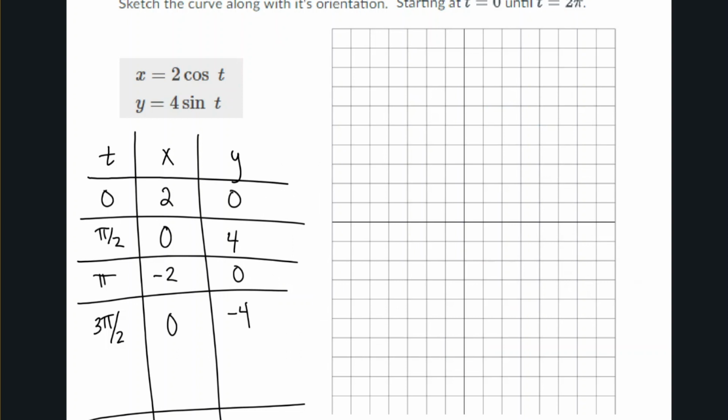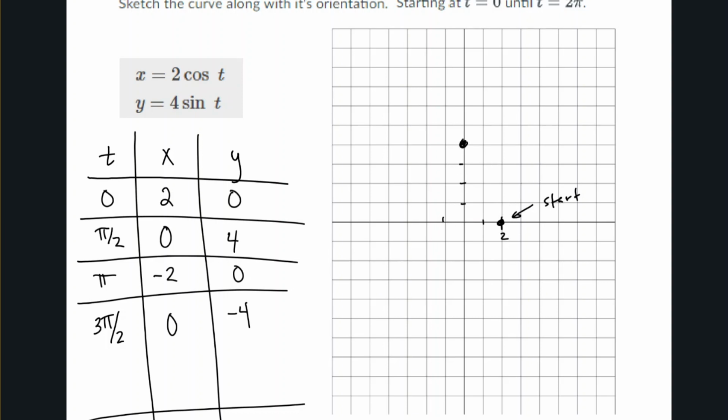Okay, so let's see how these points help us. So always start the t as 0. Make sure you know that's where you started. So we go to x is 2, and then y is 0. That's our starting point. So I'm going to make this my start. And then I went to x is 0, y is 4. Next point. So I'm going to remember I went that way.